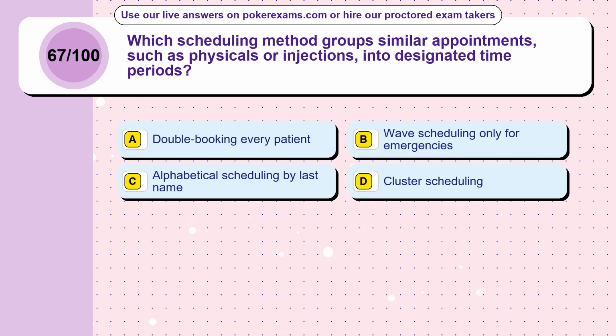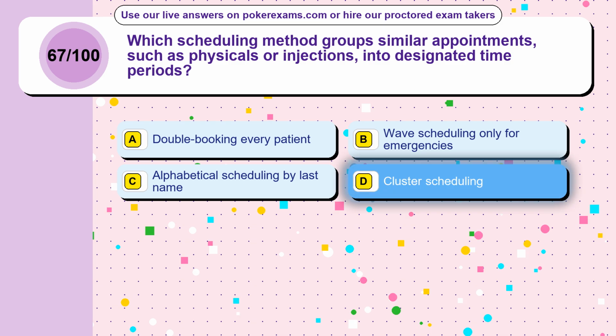Question 67. Which scheduling method groups similar appointments, such as physicals or injections, into designated time periods? Option A, double booking every patient. Option B, waive scheduling only for emergencies. Option C, alphabetical scheduling by last name. Option D, cluster scheduling.